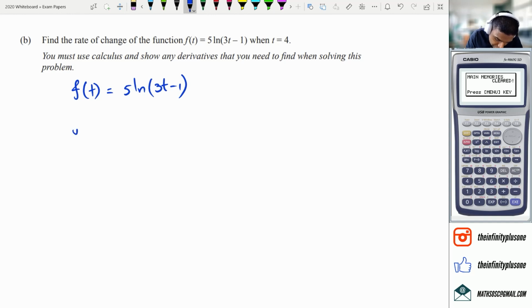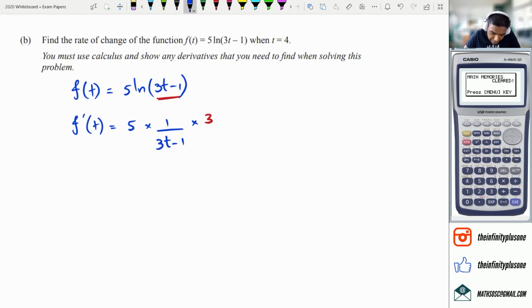So when I differentiate this, I'm going to get f dash of t. 5 stays as it is. Now, when you differentiate ln of x, you get 1 over x. So in this case, when I differentiate ln of 3t minus 1, I am going to get 1 over 3t minus 1. And of course, I've got to multiply by the differentiation of whatever's inside that bracket. So in this case, it's going to be 3, because when you differentiate 3t minus 1, you get 3.